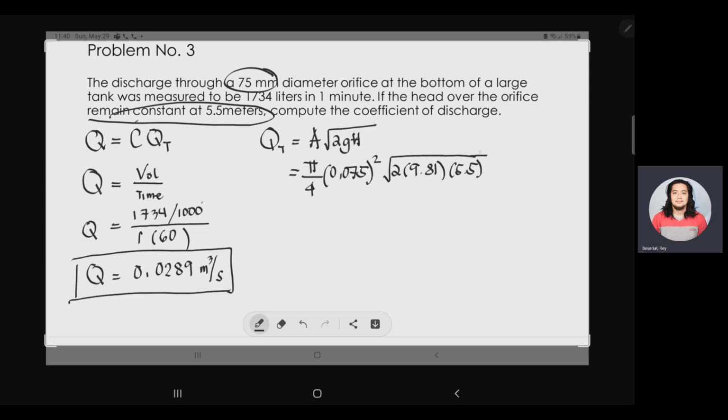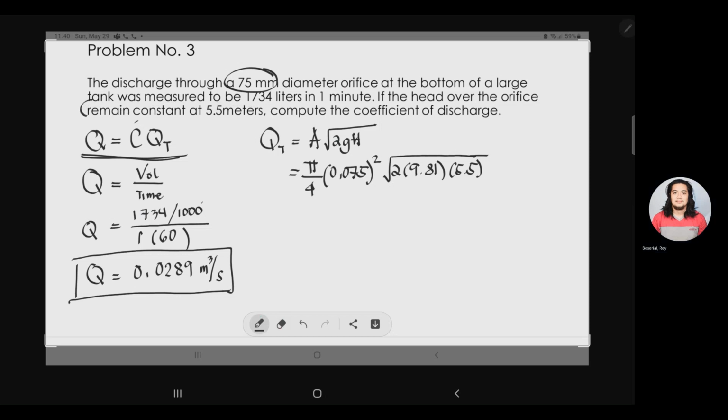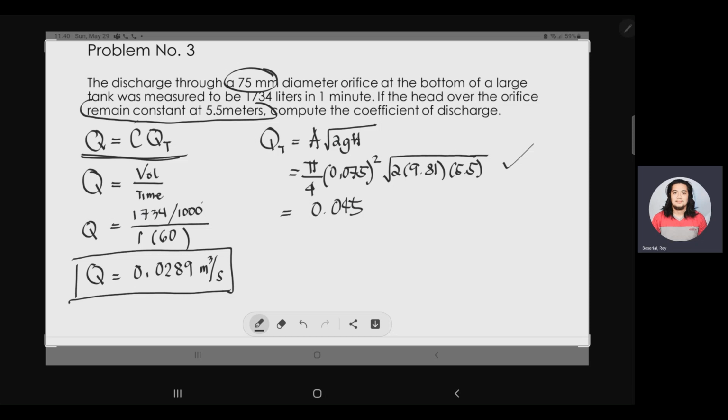Bakit nga ito yung ating ginamit na formula? Kasi, na-mention dito, magre-remain constant yung ating head. So, with that keyword na remain constant, ibig sabihin, meron tayong theoretical discharge. So, yan siya. Pasok siya dito. So, yung ating theoretical discharge, ang value is 0.04589 meter cube per second.